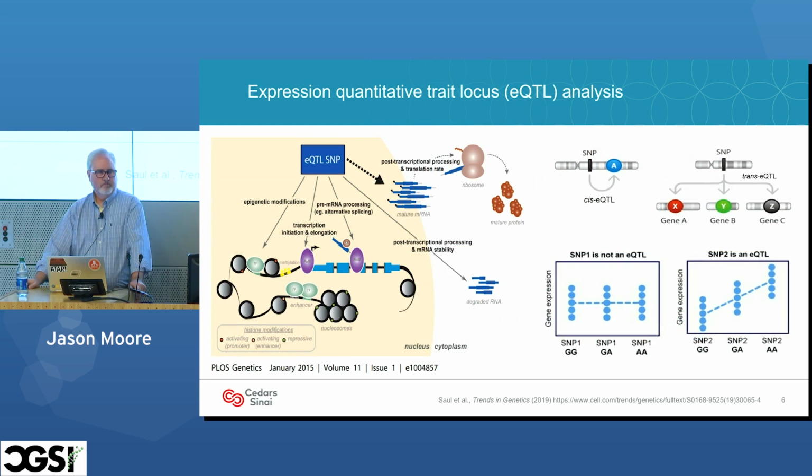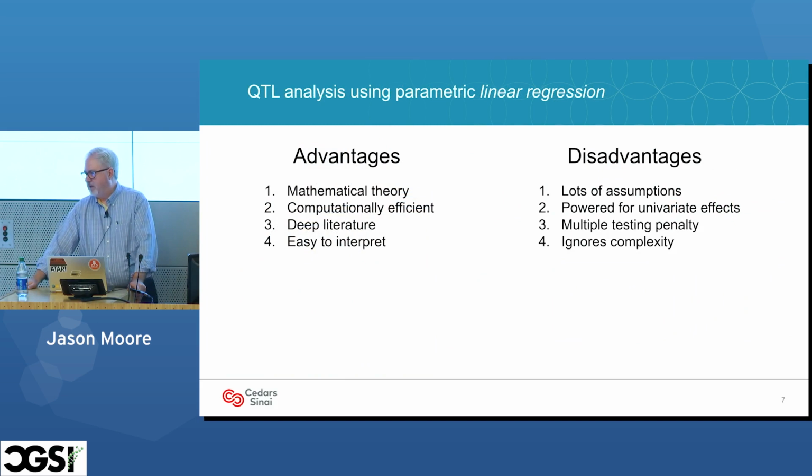And then just as a matter of background, a more focused type of quantitative trait locus analysis is expression quantitative trait locus analysis, where you're actually treating gene expression levels as the quantitative trait of interest and looking across the genome to find QTLs associated with expression levels. So same concept, just a different measured quantitative trait. Now, as I said, parametric linear regression is the workhorse of quantitative trait locus analysis. This is what everybody does, and there are a lot of good reasons to use this analytic approach. The mathematical theory's been around for a long time and is very well understood.